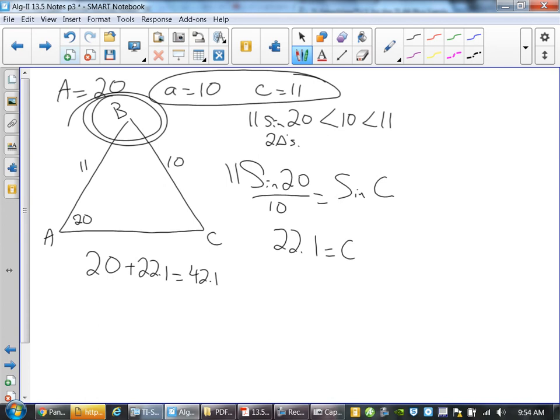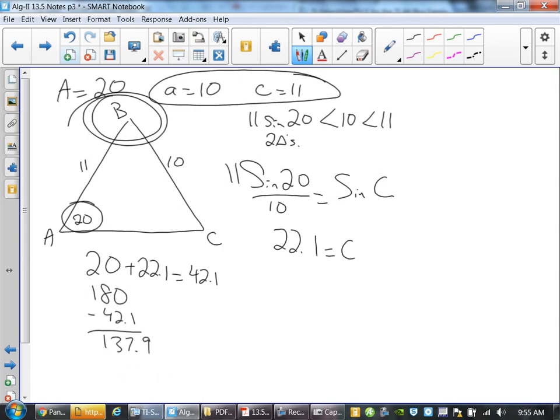What's the supplement to 42 and change? 137.9. You okay with that? Yes. If I take that 137.9 and I add that back with the 20, isn't there still enough angle left for the other one?